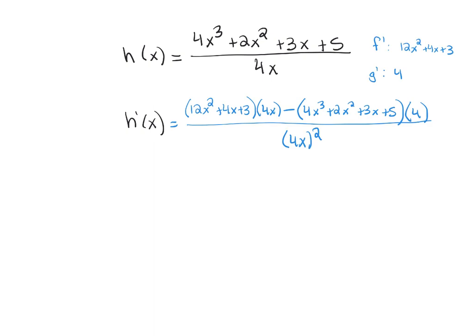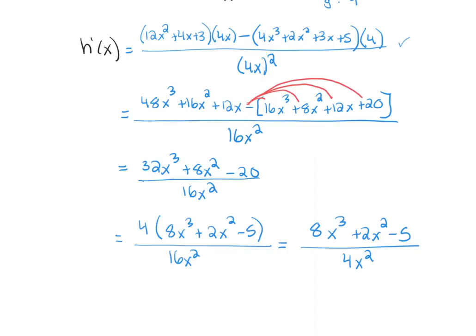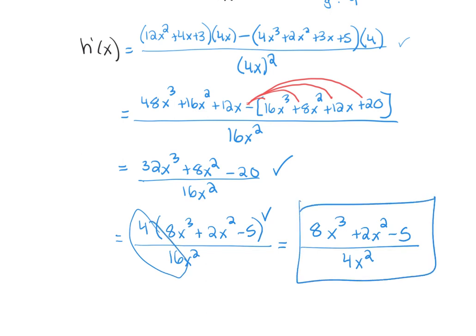So here's my first step, finding the derivatives and plugging them into the quotient rule formula. And now we've got to simplify. So combining like terms here, I did factor out a 4, so I can simplify there and got this as my final answer.